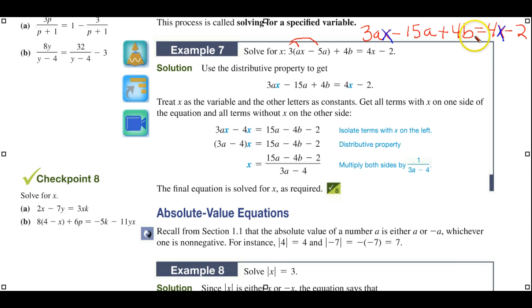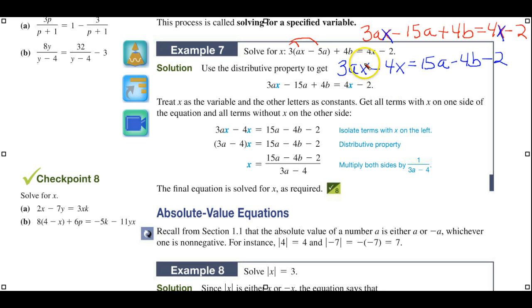Well, the first thing I do, and I'm going to put all of the x's on one side. So there's a 4x here. So I have a 3ax, that's this term. I'm going to bring this over as a negative 4x from the other side. Now I have all the x's on one side, I've got to get rid of these. On this side, this becomes a positive 15a, and this becomes a negative 4b, and then there was a negative 2 there. Okay.